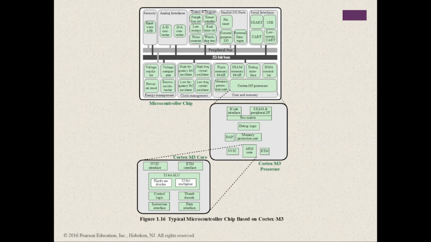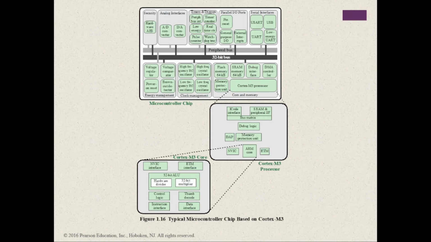Next we have the iCode interface, which fetches instructions from the code memory space, SRAM and peripheral interface, read or write interface to data, memory, and peripheral devices. Next we have the bus matrix, which connects the core and the debug interfaces to external buses on the microcontroller. Next is the memory protection unit, which protects critical data used by the operating system from user applications, separating processing tasks by disallowing access to each other's data, disabling access to memory regions, allowing memory regions to be defined as read-only, and detecting unexpected memory accesses that could potentially break the system.